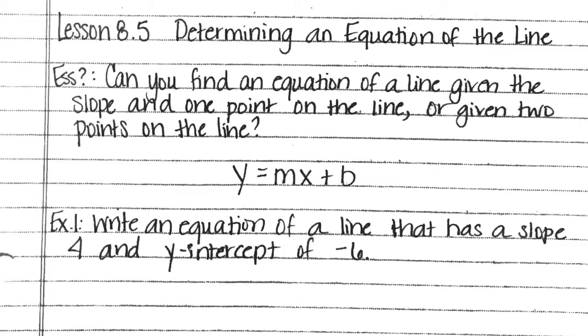All right, Algebra 1, we are determining an equation of a line. Can you find an equation of a line given the slope and 1 point on the line, or given 2 points? So we're going to use what we learned yesterday, y equals mx plus b. So let's just review that m is the slope and b is the y-intercept.